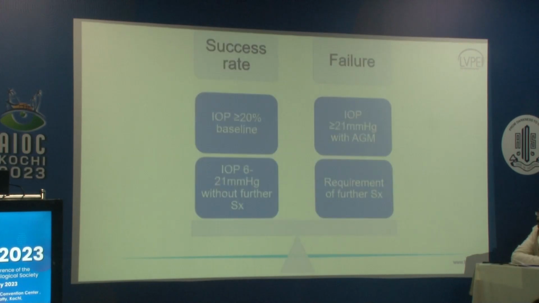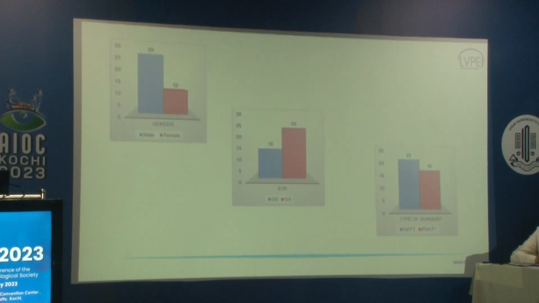Success rate is if the IOP is more than 20% baseline reduction is there, and if 6 to 21 mmHg without further need of surgery, and failure if the IOP is more than 21 with AGM, and if there is requirement of further surgery.